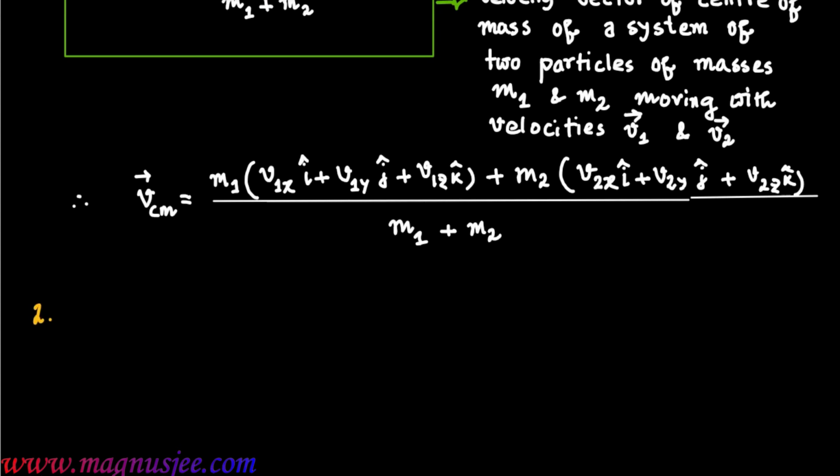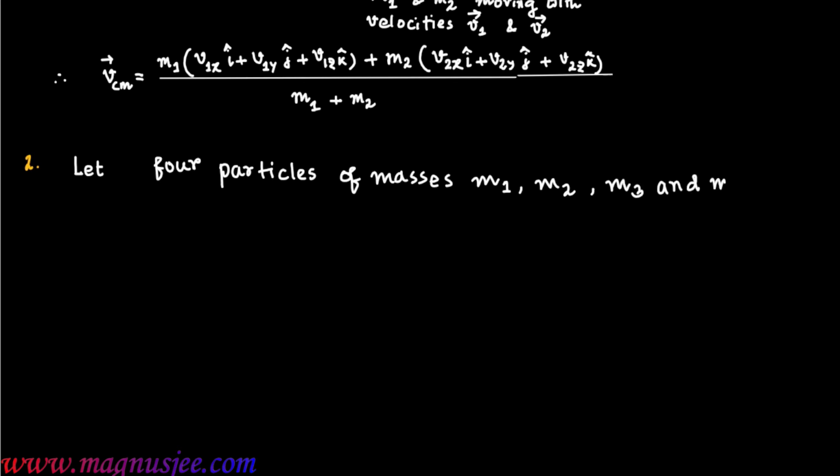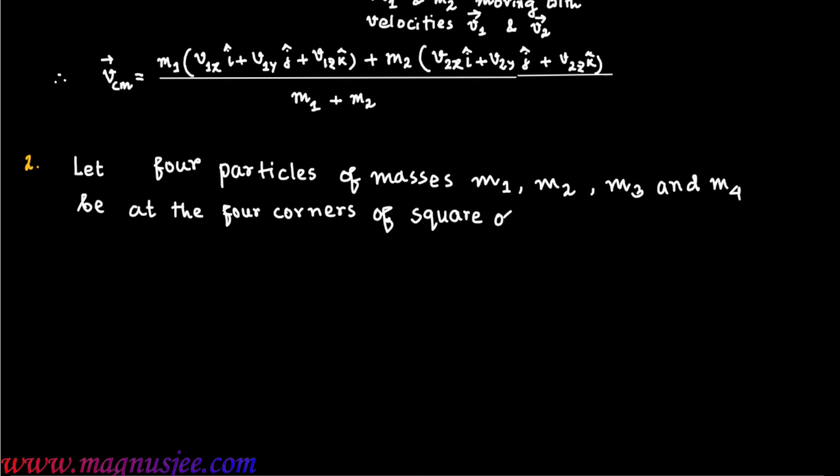Number 2 topic is: let four particles of masses m1, m2, m3 and m4 be placed at the four corners of a square. Four particles of masses m1, m2, m3 and m4 be at the four corners of a square of length L.